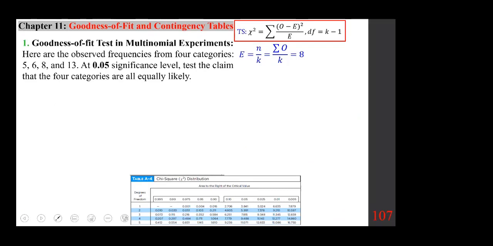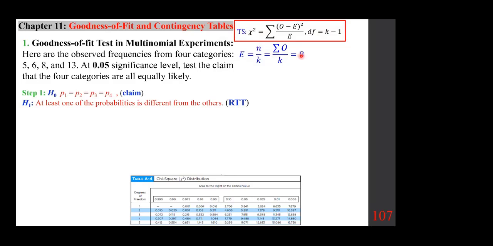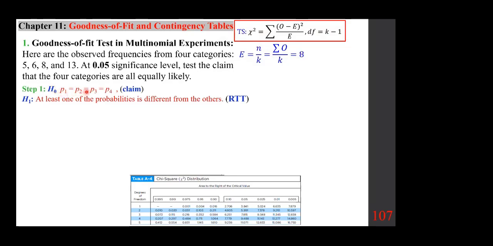As always, the first step is the null and alternative hypothesis. I am writing the formula for the test statistic. Here I am writing the E, which we found to be 8, the expected value for each case from the previous page. So we write H0: P sub 1 equals P sub 2 equals P sub 3 equals P sub 4. All 4 have the same proportion. And H1: at least one of them, you can write one of the proportions or probabilities, at least one of them is different. And this is a right tail test.